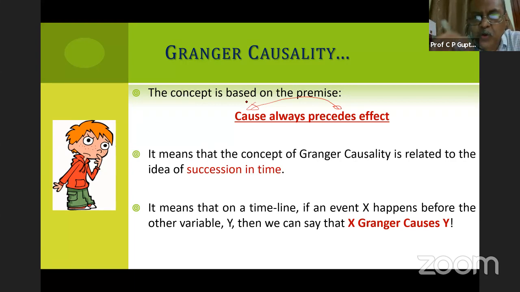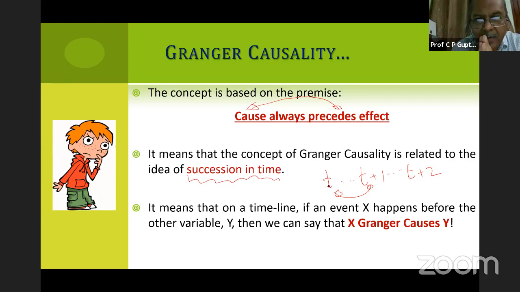Cause is presumed to be occurring earlier than effect. It means that the concept of Granger causality is related to the idea of succession in time. That is t, t plus 1, t plus 2, and so on. So if what's happening at t affects t plus 1, then I can say cause and effect relationship. It means that on a timeline, if an event X happens before the other variable Y, then we say X Granger causes Y.